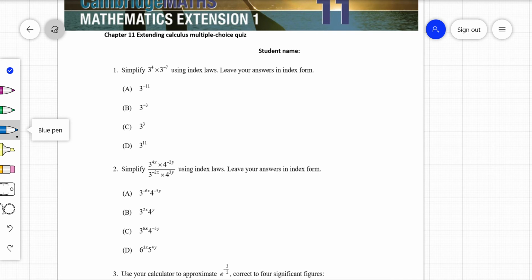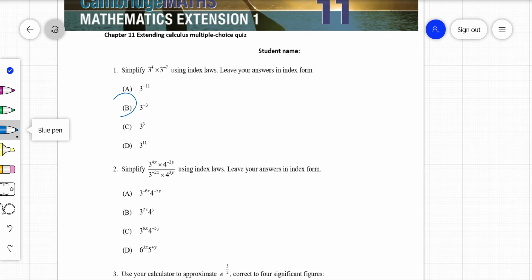Alright, so this is quiz chapter 11, and we need our index laws to help us here because we've got logs and exponentials. So, adding same bases, adding the indices for question 1, we've got 4 plus minus 7, which is minus 3, so we've got 3 to the power of minus 3, that's nice and easy.